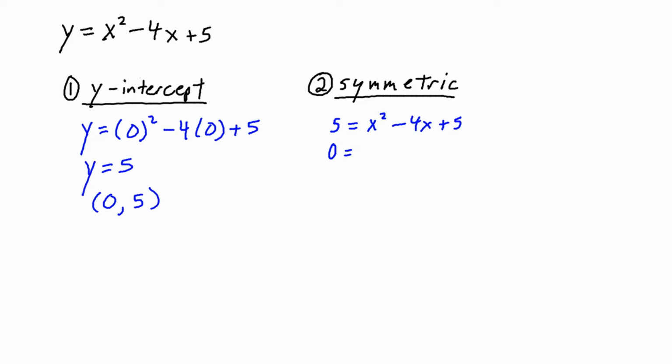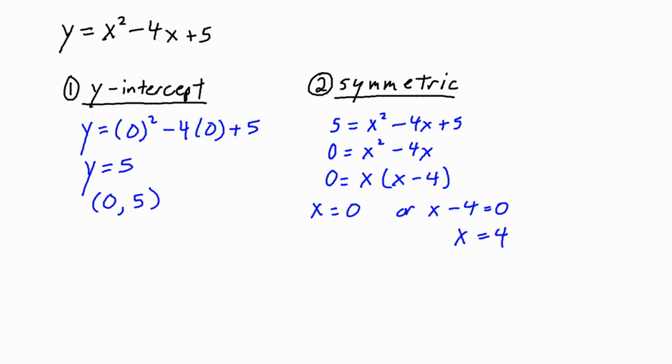0 equals x squared minus 4x. Factoring out my x, 0 equals x times (x minus 4). Using my zero factor property, x equals 0 or x minus 4 equals 0. Solving x minus 4 equals 0, I add 4 to both sides and x equals 4. I've already used my x equals 0 as a part of my y-intercept, so my second ordered pair is (4, 5). So now I have a set of symmetric points.